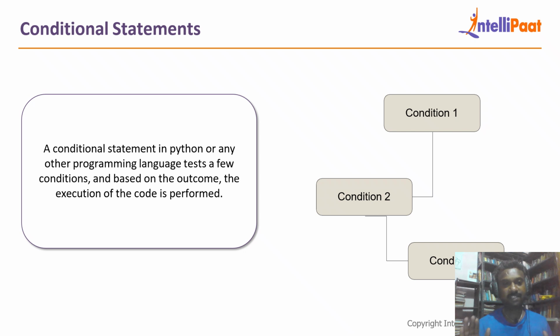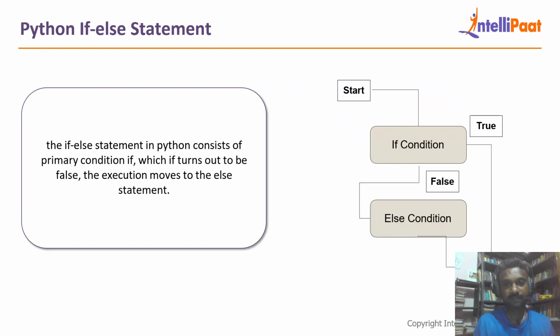A conditional statement in Python or any other programming language tests a few conditions, and based on the outcome, the execution of code is performed. So here first we are going to see the if else condition. For example, if the condition is satisfied, then execute the statements inside the if condition. Otherwise, the statements inside the else condition are executed.